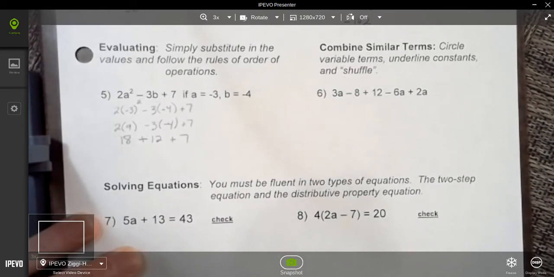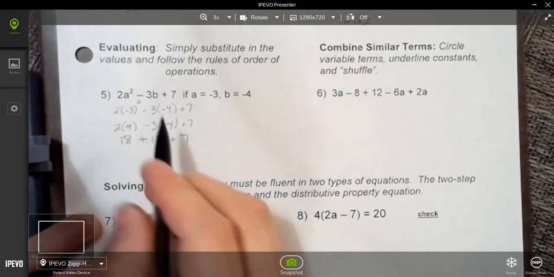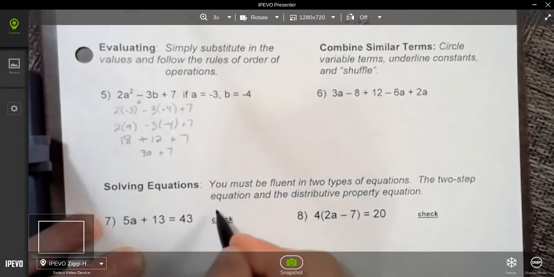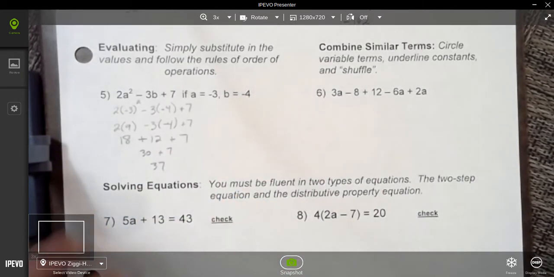And now I'll take care of my addition working from left to right. 18 plus 12 is 30. And then when I add the 7, I'm going to have a final answer here of 37.